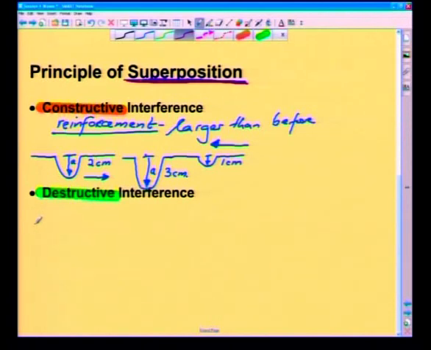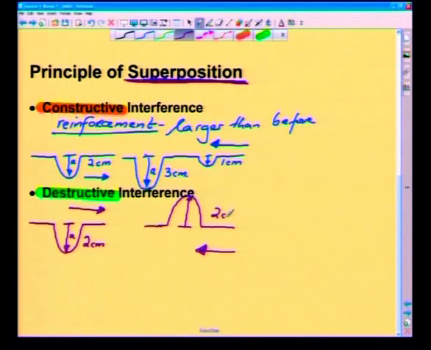This time, say we have a pulse moving in that direction. And on this side, we have another pulse, but the crest this time, not the trough, moving in the opposite direction. And say the amplitude of this one, A, is 2 centimeters, and the amplitude of this one is also 2 centimeters.